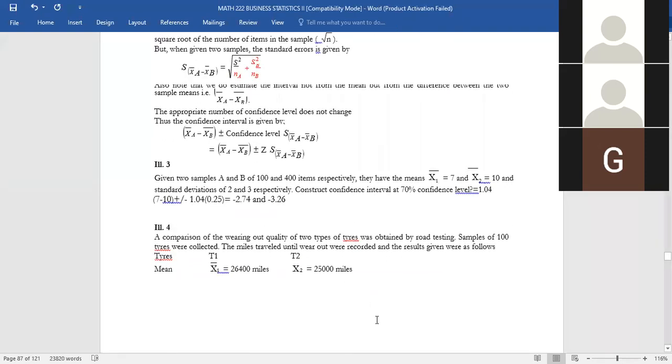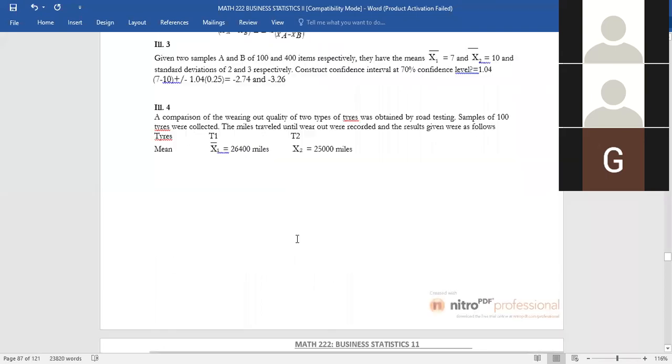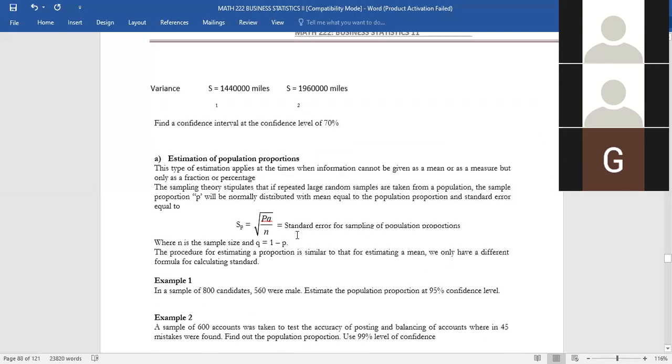We have another illustration there. I think that illustration, you will do it on your own. You see in the portal. I want us to look at the estimation of population proportions. Should be the last one.